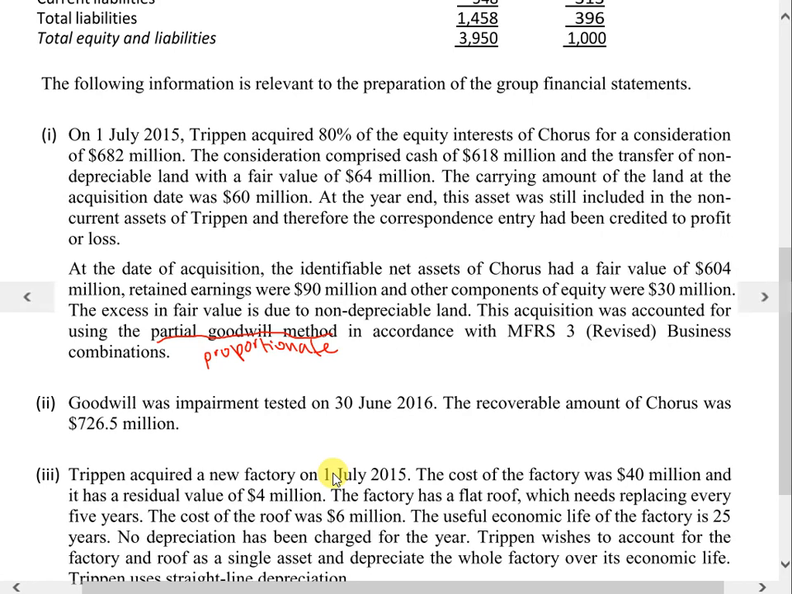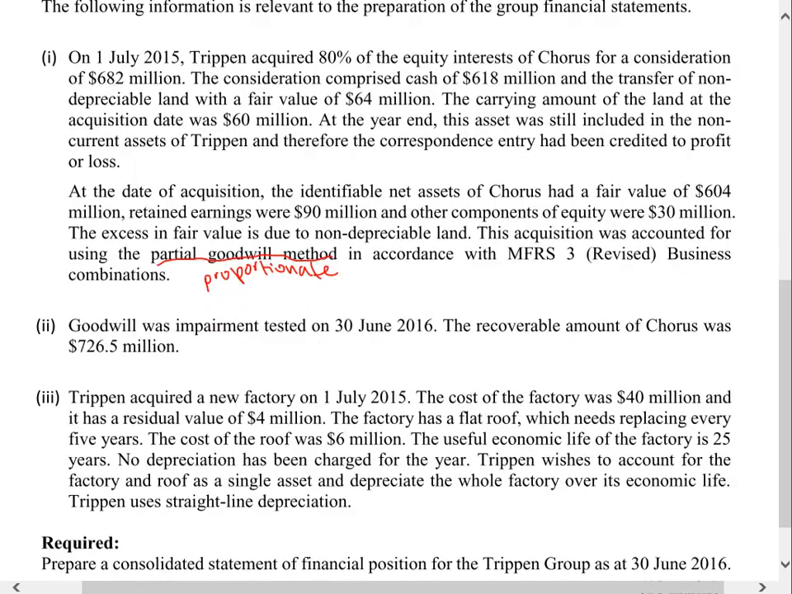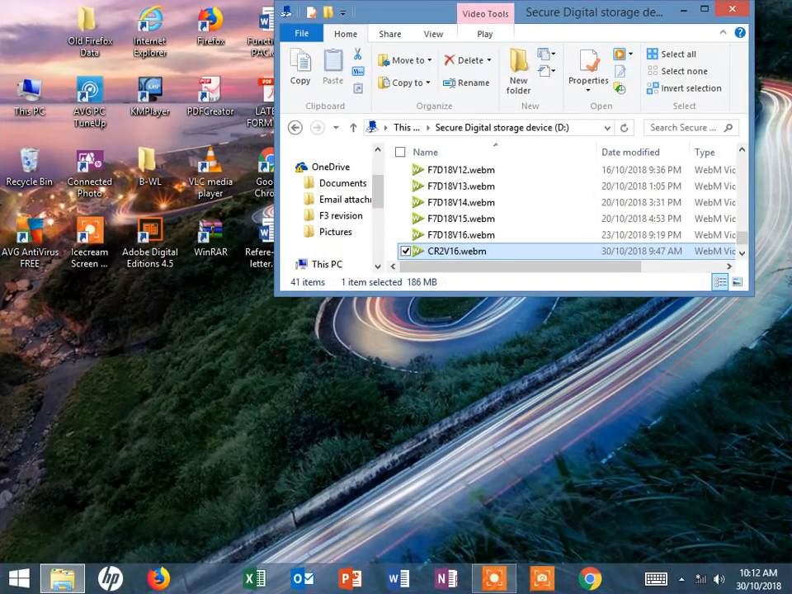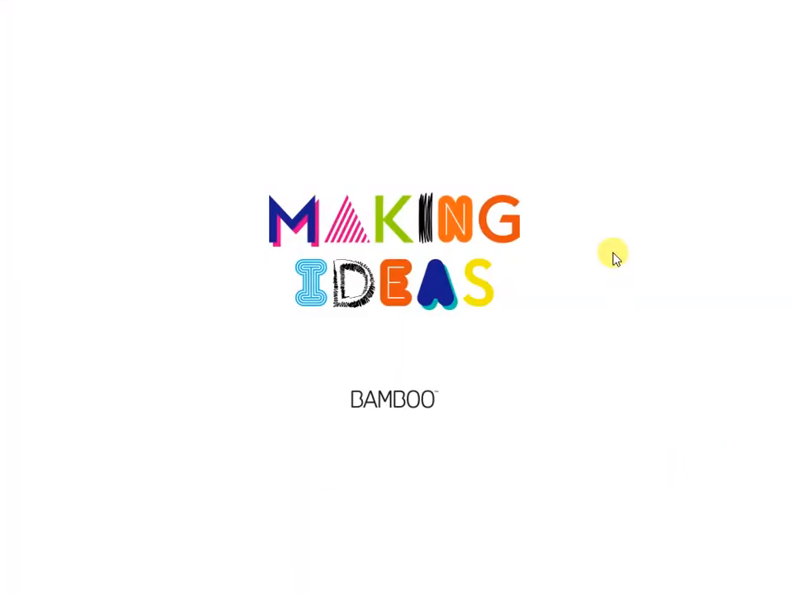Goodwill was impairment tested and the recoverable amount is 726. And number 3 is related to the factory. Now, before we continue, give you an idea first.